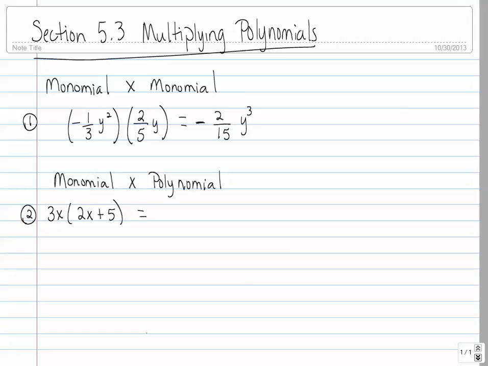So you're just going to distribute your 3x. You're going to multiply 3x times everything in the parentheses. So when you multiply 3x times 2x, that gives you 6x squared, because when you multiply those x's together, you add their exponents. And then when you multiply 3x times 5, that's plus 15x. So that's just 6x squared plus 15x.